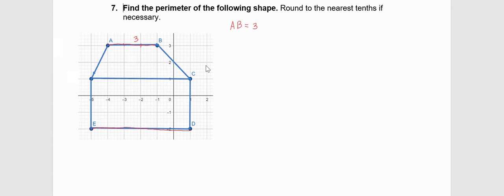For the length of line segment ED, we count the number of units from point E to D. So starting from point E, we have 1, 2, 3, 4, 5, 6 units.